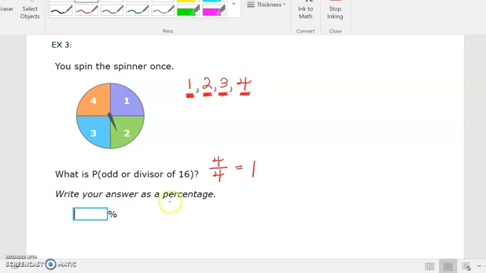But my directions tell me to write that as a percentage. So if I want to take this probability and make it a percentage, I'm going to multiply that by 100, or I'm going to move my decimal 2 places to my right to make it a percent. So that's the same thing as 100%. So if I spin that spinner, I either have to land on something odd or something that is a divisor of 16 every time.